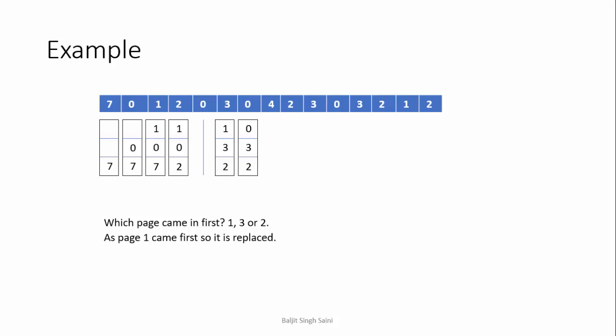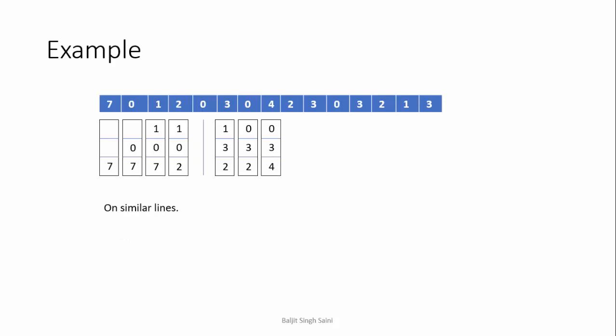Okay, next is request for page number 4. So which page came first, 0, 3 or 2? That is 2. So we are going to replace 2 with 4. On the same approach we are going to move forward with all the future requests, and the answer will be as shown here.